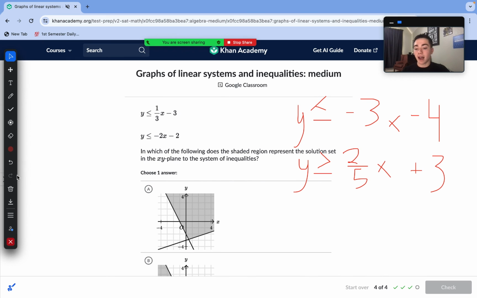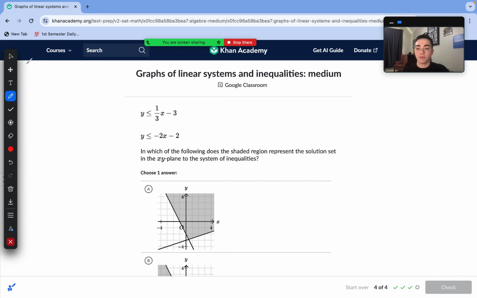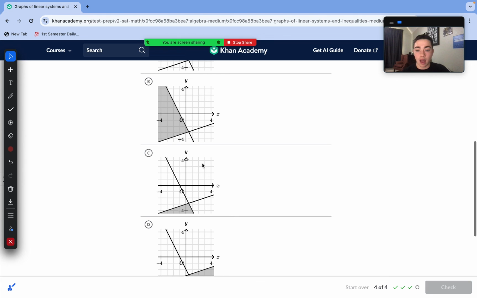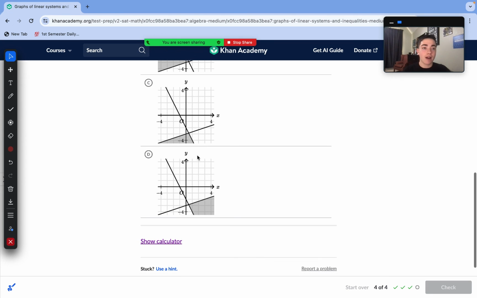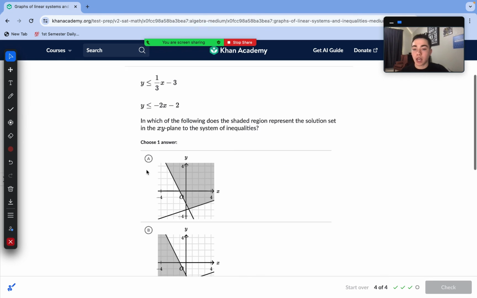Moving to our last question of the video here. Which of the following does the shaded region represent the solution set to the systems of inequalities? So we need to be looking at both of these lines and then seeing our shading. We shade below on both of these lines. Of course, all of these lines graphed are the same. It's just where they're shading that is differing. We need to shade below both of them.